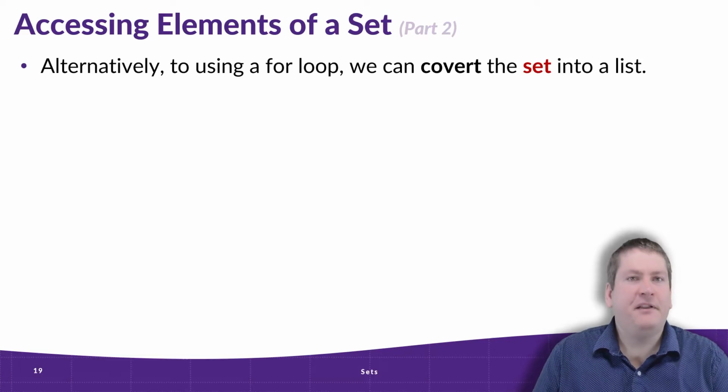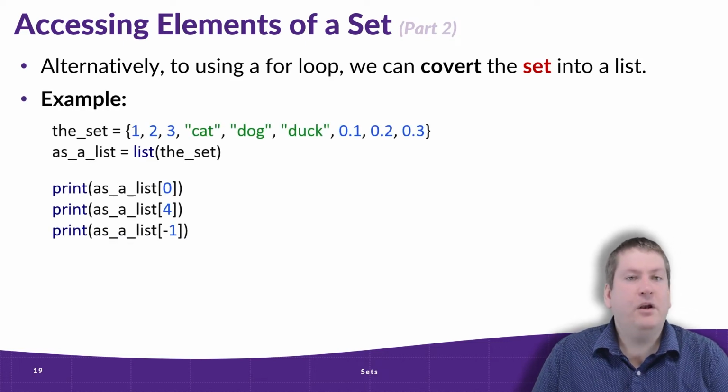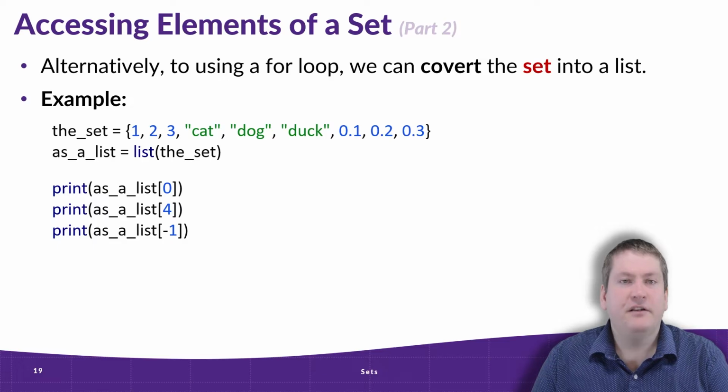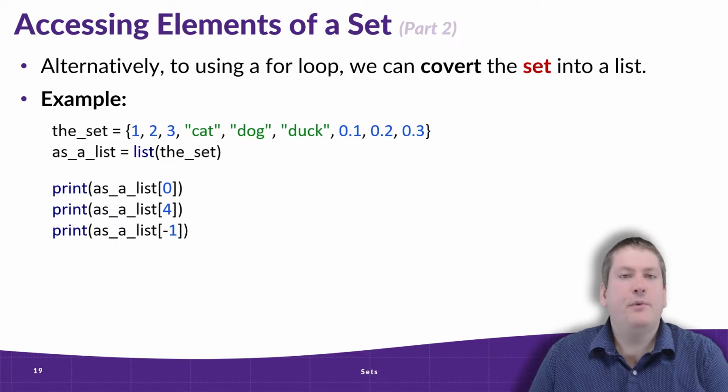Now, if we want to access the elements of a set in a more controlled way, one thing we can always do is convert them into a list. That's fairly straightforward. We just use the list function for that, and it will take a set and convert it into a list. In this case, we have the set, just like we saw from the last example. And now we are making a new list called as_list, and we use the list function to convert the set into a list. Then we print out some different values from that list.